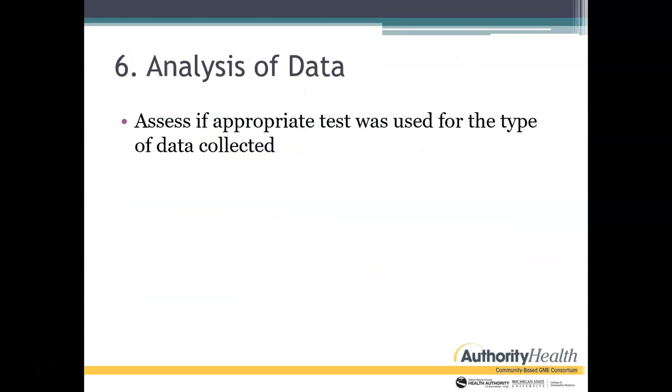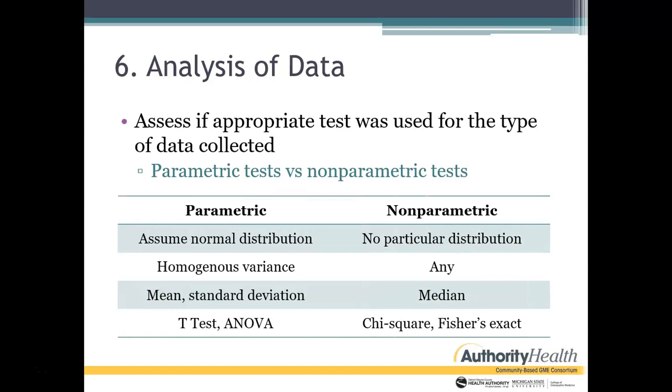All right, so after study design, we have to analyze our data. So analysis of data is just assessing if the appropriate test was used for the type of data collected. And we'll talk a lot about this. Parametric versus non-parametric test is the first thing we'll look at. Of course, parametric tests assume normal distribution. Remember our bell curve. This has homogeneous variance, and of course, we're talking about mean and standard deviation because we're talking about bell curves. And in that, we look at t-test and ANOVA.